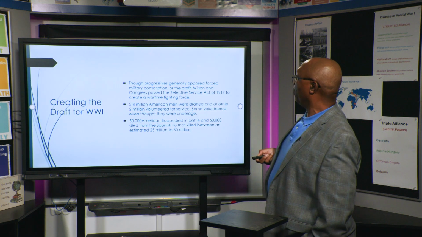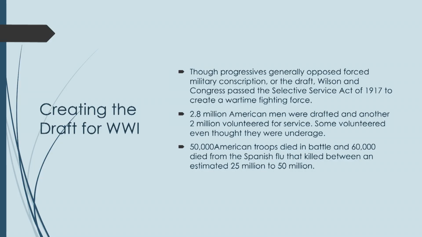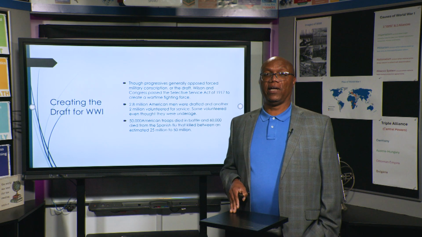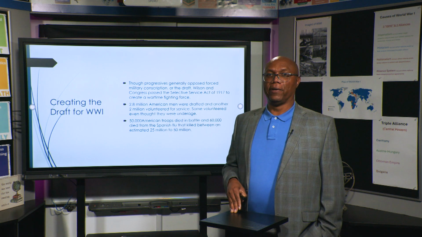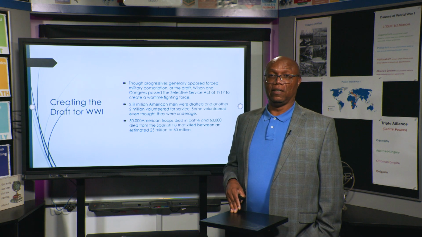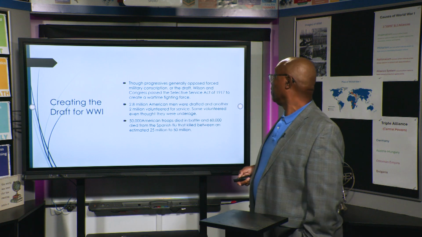Creating the draft for World War I. Though progressives generally opposed the creation of a draft, we did create the Selective Service Act of 1917 to create a wartime fighting force. Almost 3 million Americans were drafted and another 2 million volunteered. We even had underage young men who volunteered to fight and lied about their age, when they were supposed to be 18 to fight. In some cases, we had them as young as 17 or 16 that signed up for the war effort.